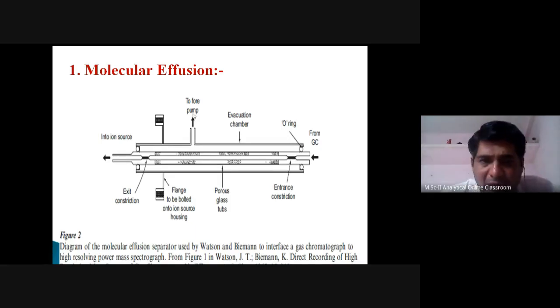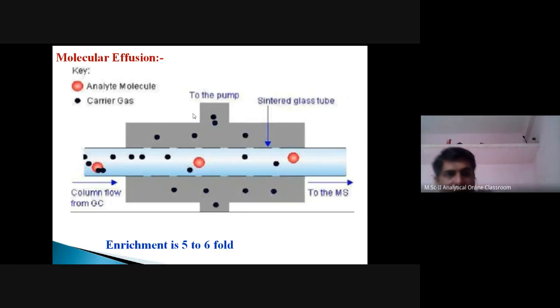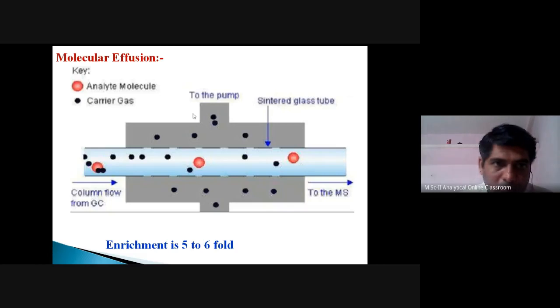Now let's see a simple diagram so you can easily understand how it works. This is the simple diagram we can use to explain molecular diffusion. Now there are two important keywords. One is the analyte molecule, which is represented by the red dots. The second, the black dots, represents the carrier gas. Okay. So this is the evacuation chamber. This whole big block is called the evacuation chamber.